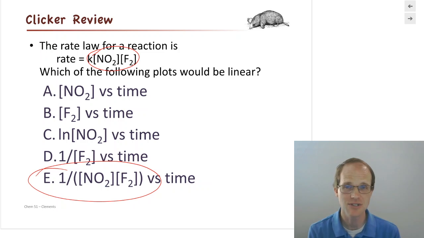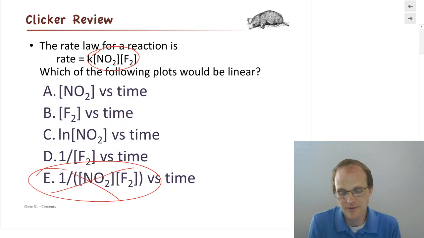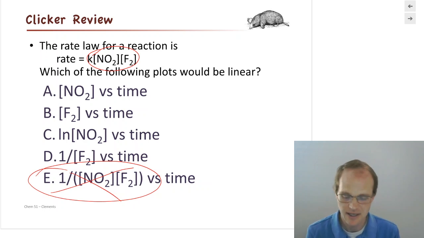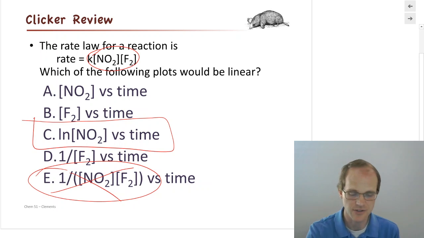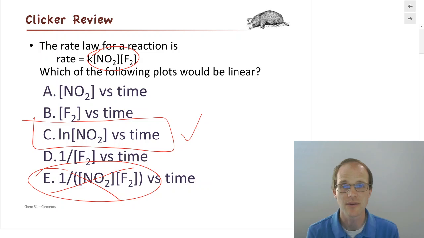If it was second order in NO2, 1 over [NO2], yeah. If it was second order in F2, 1 over [F2], absolutely. But not 1 over [NO2] times [F2]. So it's not that one. The other thing is, we have to know it is first order in NO2, because there's a 1 there implicitly. And so we just have to know that natural log of concentration versus time is the one that we're going to see as first order. [F2], [NO2] versus time, 1 over [F2] versus time, those are zero order and second order tests, and so they wouldn't necessarily be linear.